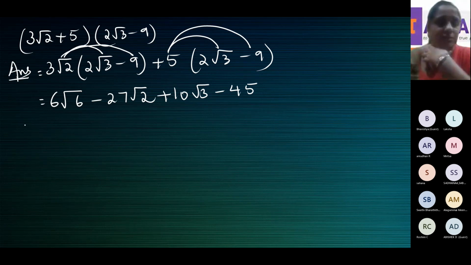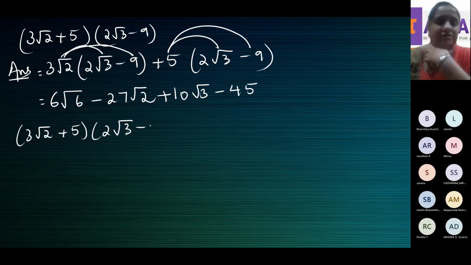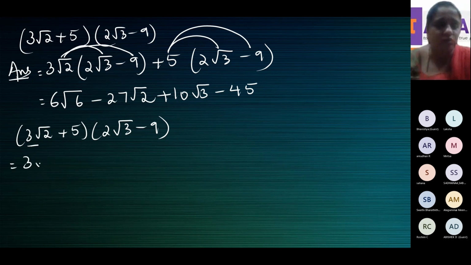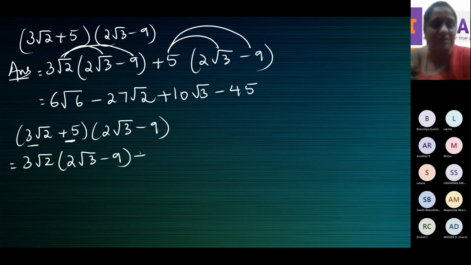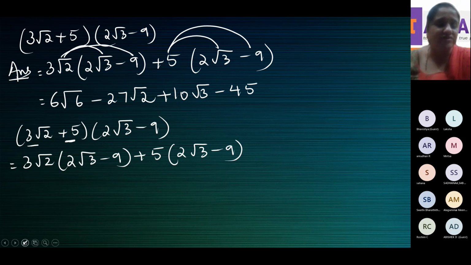So I'll work it again for you. 3 root 2 plus 5 into 2 root 3 minus 9. To find this product, you cannot use any identity. So then how do we multiply? Write this first term, 3 root 2. Multiply that with the second bracket, 2 root 3 minus 9. Write the second term with the sign, plus 5, and multiply it with the second bracket. This is the first step.